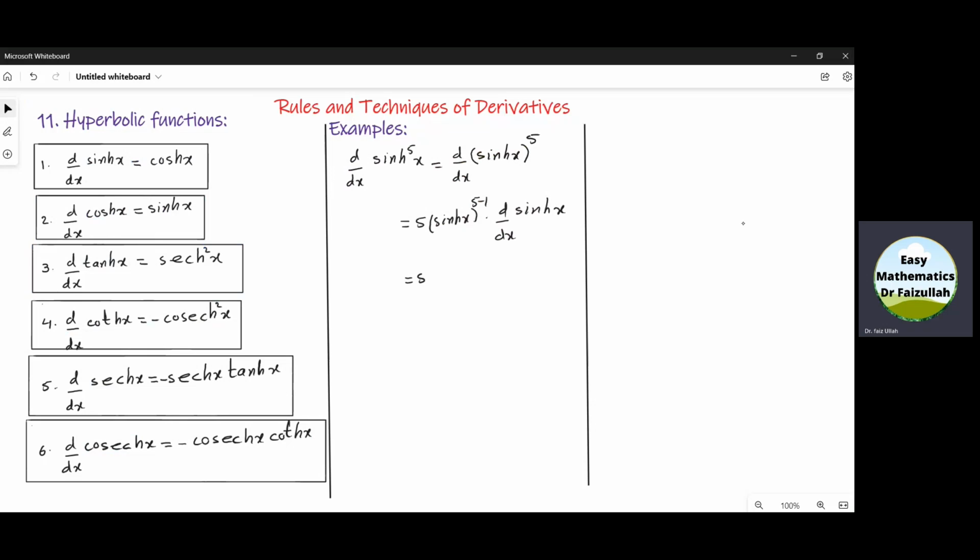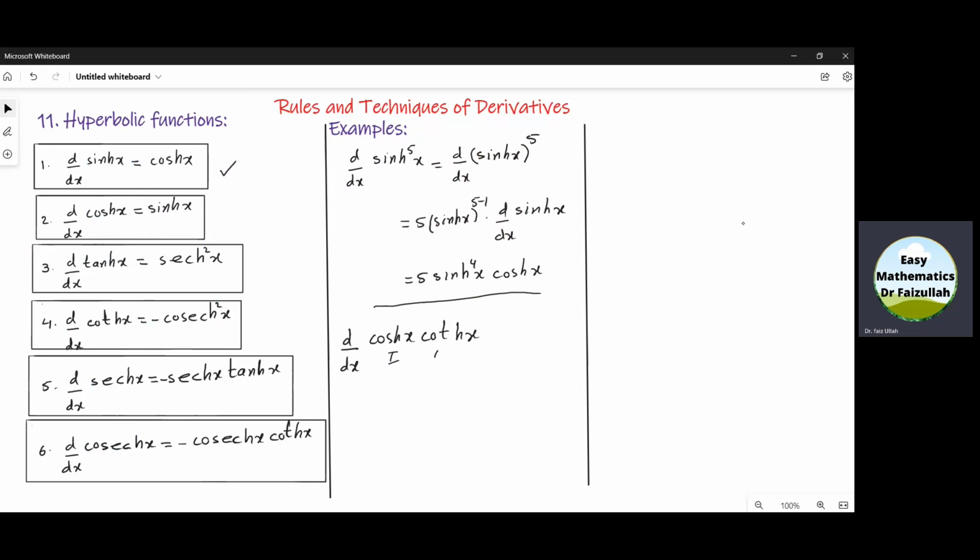From this we get 5 sine hyperbolic x whole raised to the power 4, which can be written as sine hyperbolic power 4 x. And from formula number 1, we can see that differentiation of sine is cos hyperbolic x, and that is the solution. Let us solve another example in which we differentiate cos hyperbolic x into cotangent hyperbolic x.